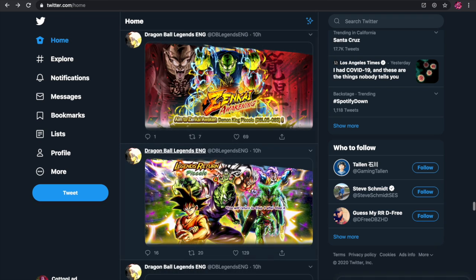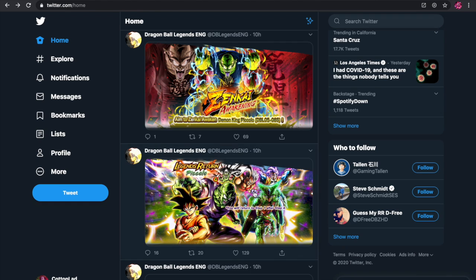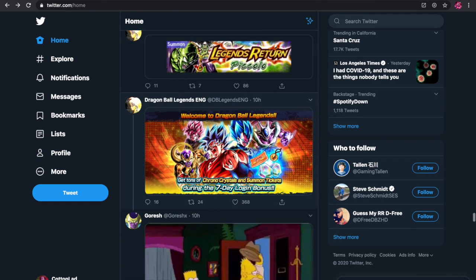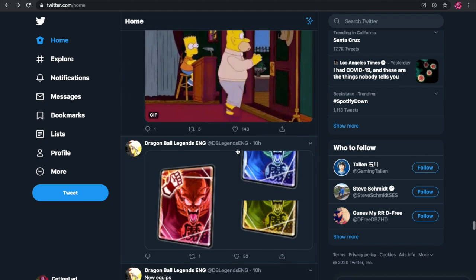And then the next banner that's going to be coming is going to be the one with Piccolo, Goku, and all that. So, again, this is going to be the banner that's going to be returning. And then we're also going to be getting a login bonus. So we're going to get tons of Chrono Crystals and summon tickets during the 7-day login bonus. But I believe that is just going to be for new players.